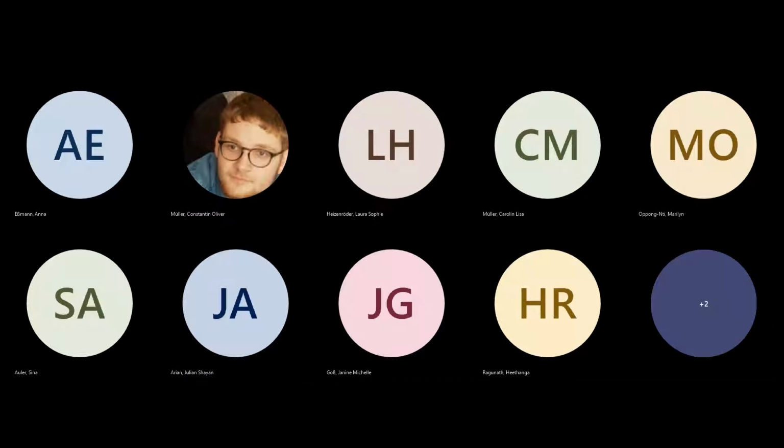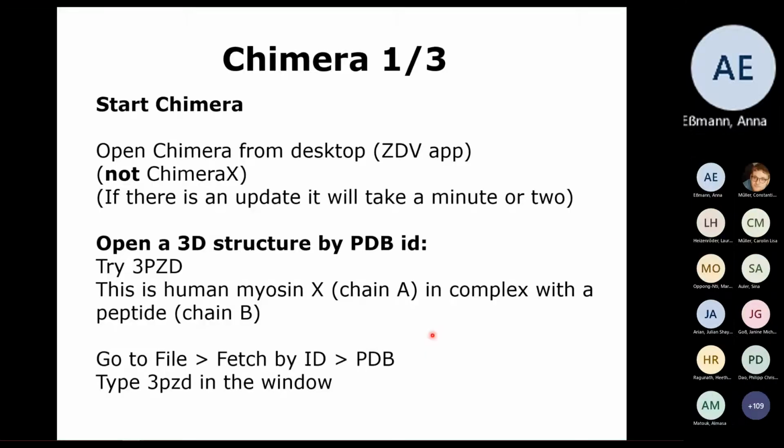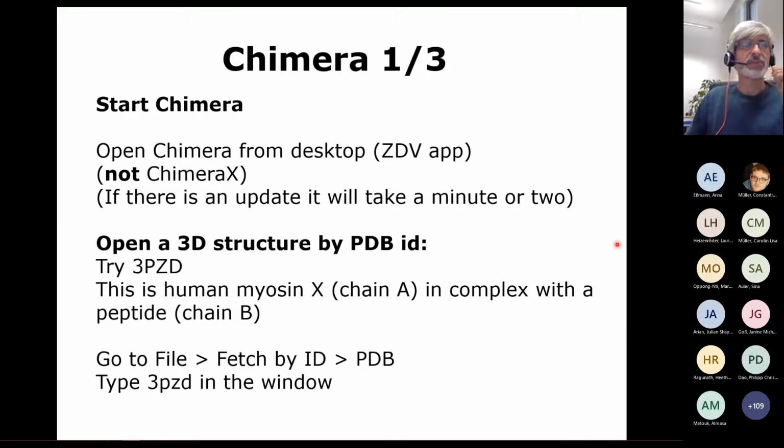Okay, so then I would like you to follow together the instructions on the script. The first thing that we are going to do is to open a 3D structure from the Protein Data Bank. Of course you can open files that you have on the computer, but we have structures in this database, and so you have to type this identifier, 3PZD.